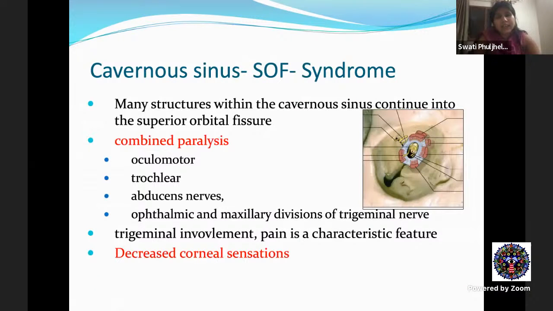At the cavernous sinus and the superior orbital fissure, the clinical presentation more or less remains the same. And since other nerves are also involved, there may be combined paralysis of other nerves like the trochlear nerve, abducens nerve, and also sometimes involvement of divisions of the trigeminal nerve. So it's important to check all other muscles as well, and also to check corneal sensation to localize the lesion at this particular level.